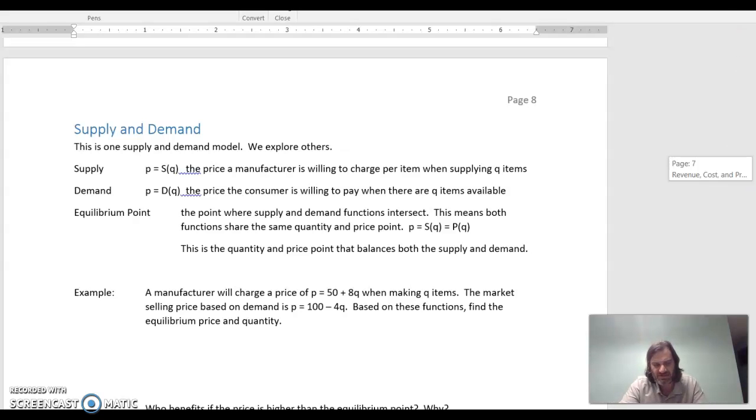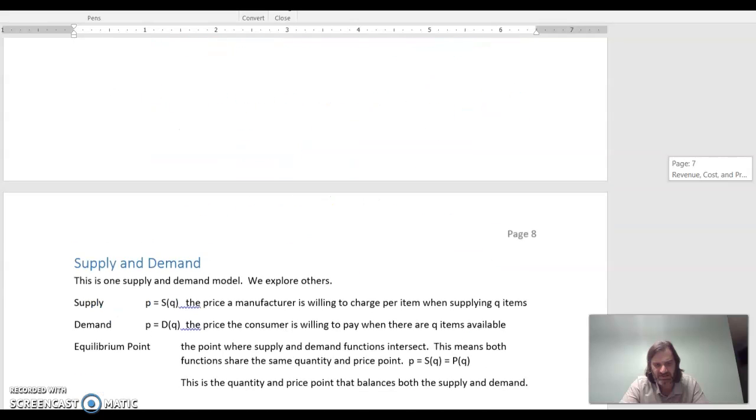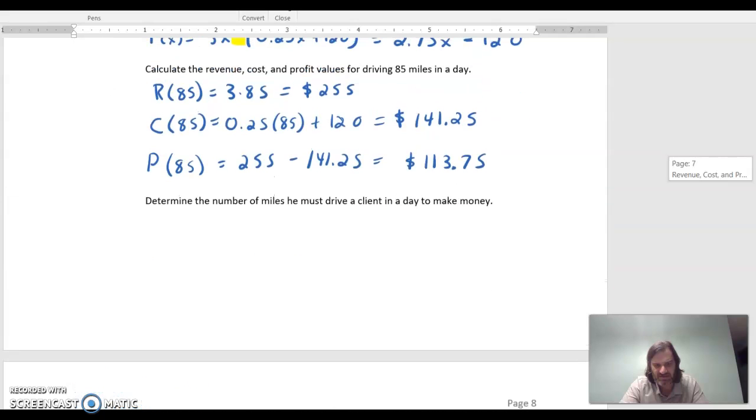So there's one more question here. It says, determine the number of miles he must drive a client in a day to make money. So that would be either where we say the profit is 0, or where revenue equals cost. We'll just say where the profit equals 0. That's where he would break even.